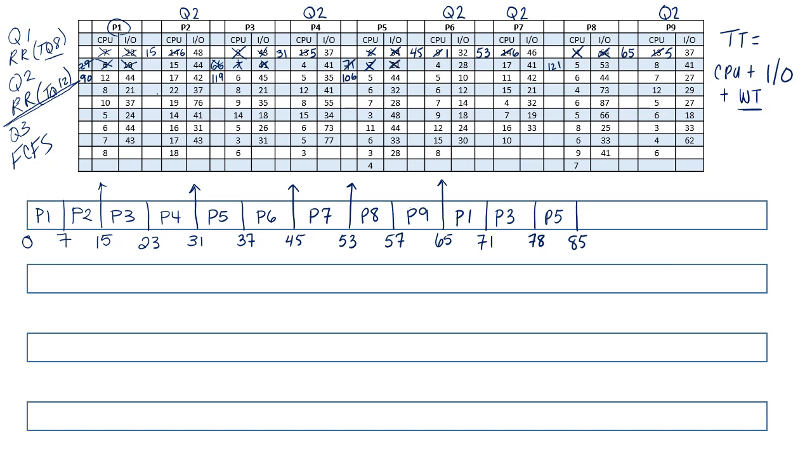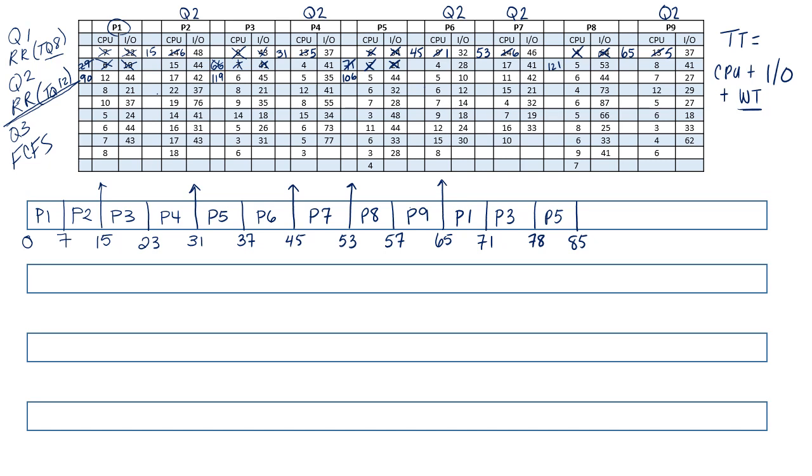Current time is 85. We do not have any Q1s in the ready queue at this time. If you take a look at all of our Q1 processes, they are all still out in I/O. So for the next one to go, we're going to check our Q2s. In the ready queue of Q2s, we have P2, P4, P6, P7, and P9, but the one that got there first would be P2.